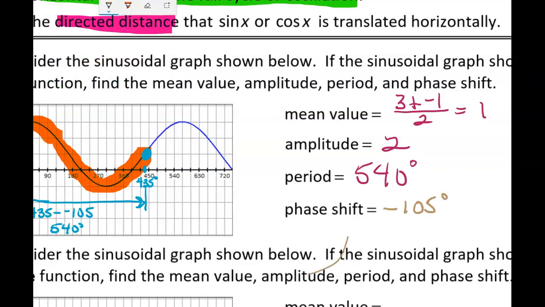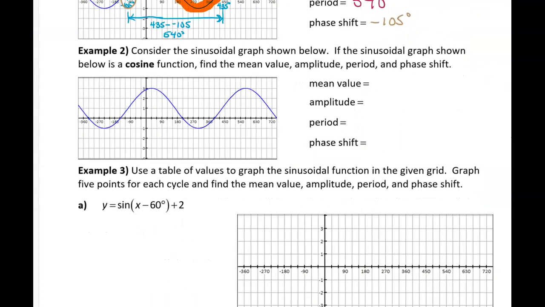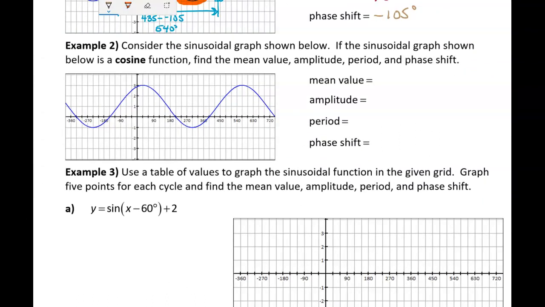All right, now let's take that same sinusoidal graph, and this time we're going to look at it as a cosine function. Well, if it's a cosine function, the mean value is still going to be the same. It's still going to be 1. That's where the middle of the graph is. The amplitude of this will still be 2. The period, or the length of one cycle, will still be 540.